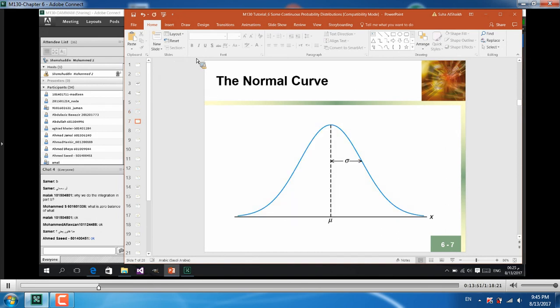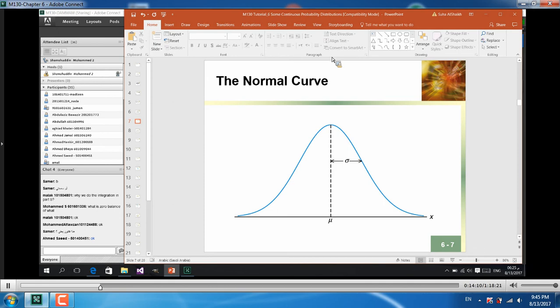This is how the normal curve looks. As you can see here, it has a bell shape. To the right we have the high values, to the left we have the low values. Most of them are in the middle, giving me this dome that you can see.